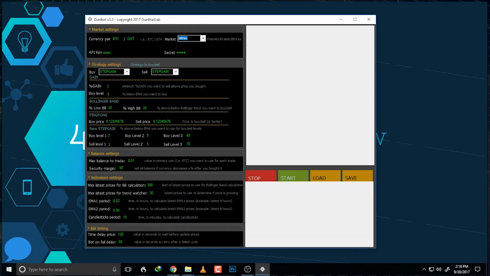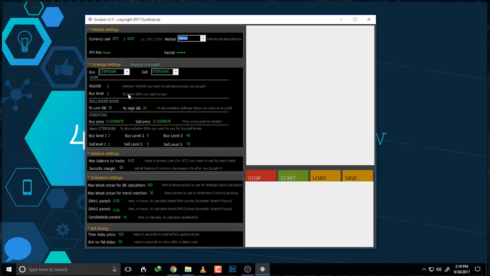This setting right here, the percentage gain, is a default setting for what you want as the minimum percentage you want to sell above the price that you bought, right? So if I bought something and the bot can't find a way to trade at these values, it's going to default to this to say, hey, if you see that it's made this percentage, go ahead and sell. If I made this percent, just go ahead and get the sell. This way, it's kind of a fallover plan built into the system.